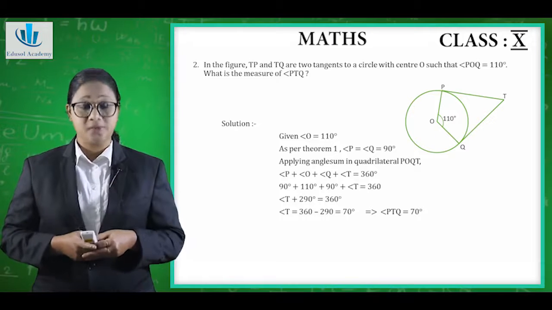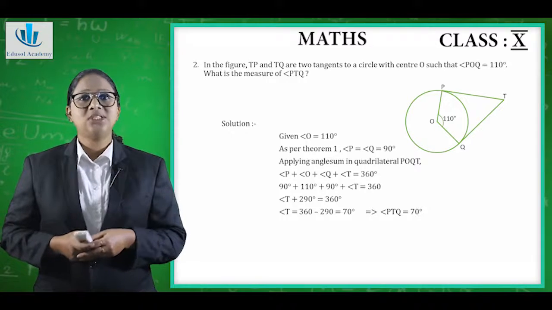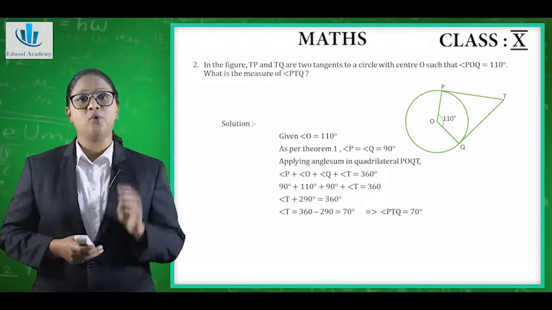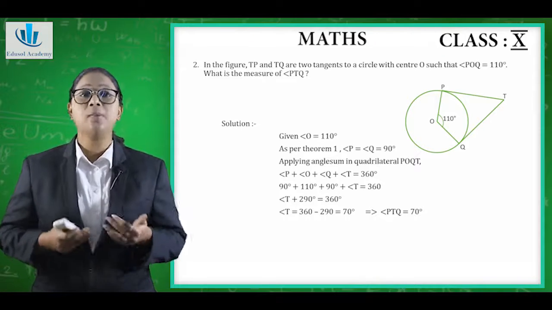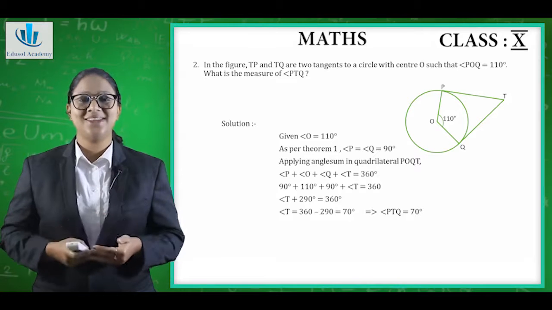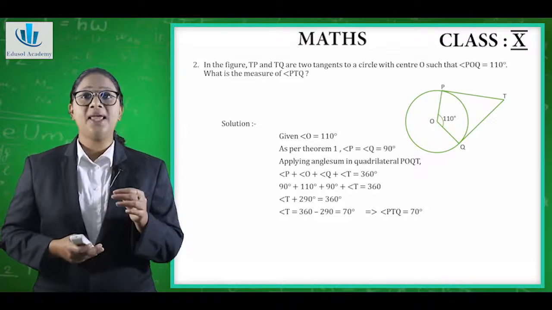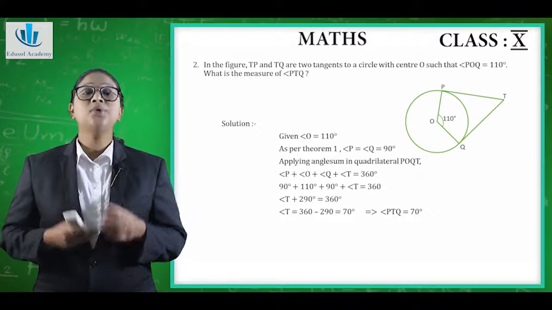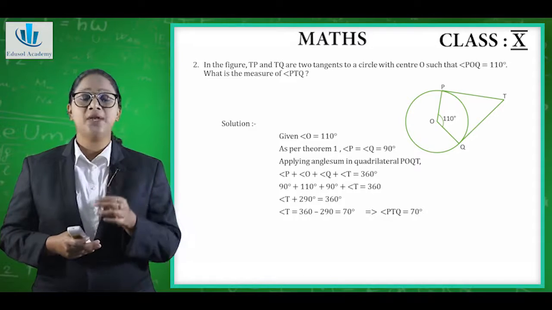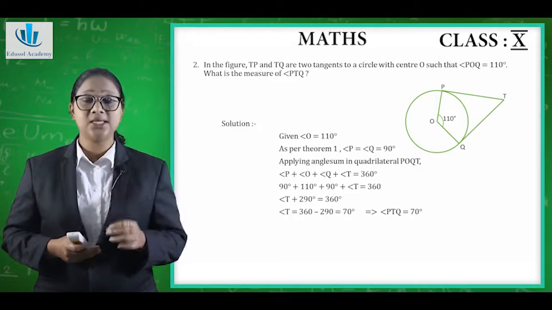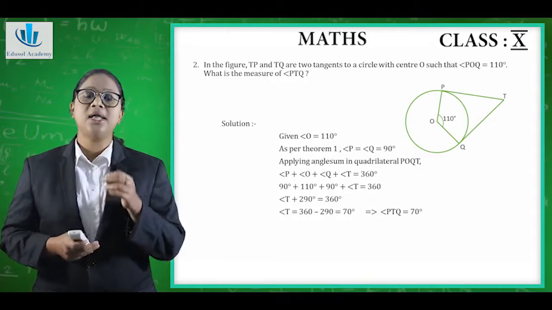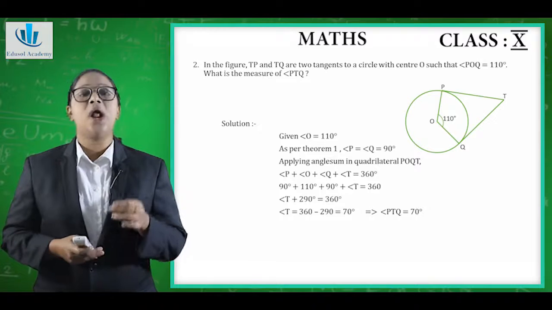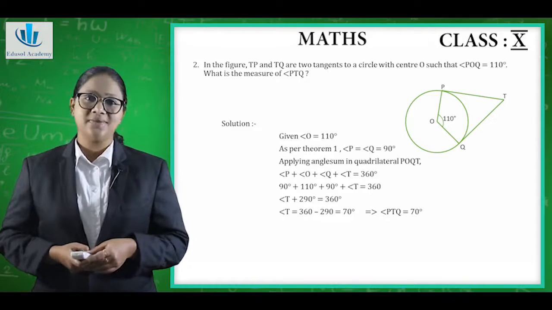So we can also observe that POQT is a quadrilateral, a polygon having 4 sides. Now what is the angle sum of a quadrilateral? 360 degrees. So we can write angle P plus angle O plus angle Q plus angle T is equal to 360 degrees. Putting the values for P and Q as 90 degrees and O as 110 degrees, we can solve and we will get angle T or angle PTQ as 70 degrees.